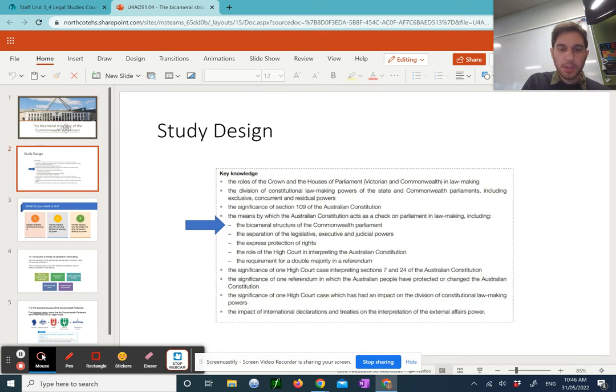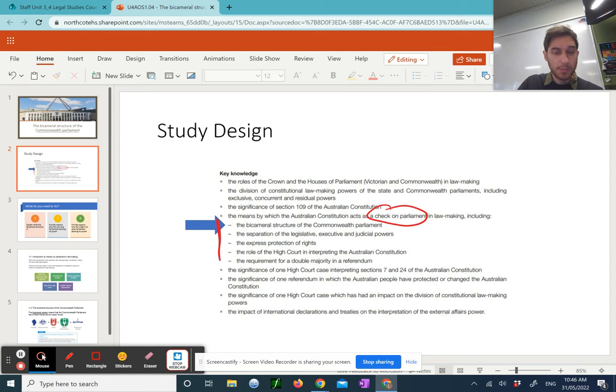We've just started this dot point, which is about the means by which the Constitution acts as a check on Parliament in lawmaking. And this is the first of those sub-dot points. So essentially what we're learning about with all of these sub-dot points is what are the things that our Constitution does to try and prevent Parliament from abusing its power? What are the different protections we have in place?